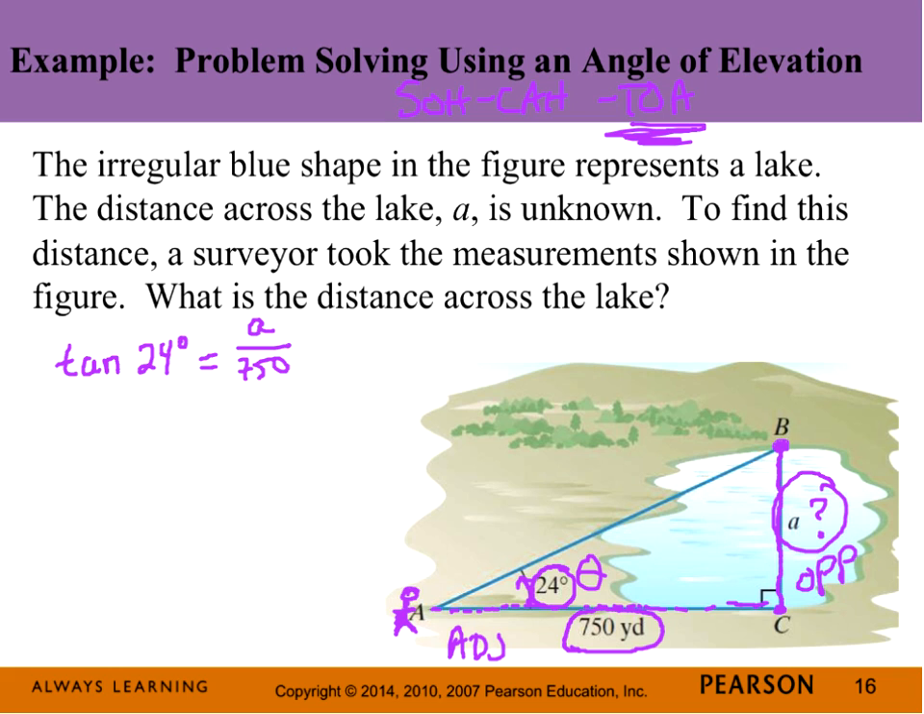And if we use a little bit of algebra, we figure out that we can multiply both sides of this equation by 750, and we'll divide out there with our common factors. And now we have, well, side A is equal to 750 times the tangent of 24 degrees. So this is where your calculator comes into play.